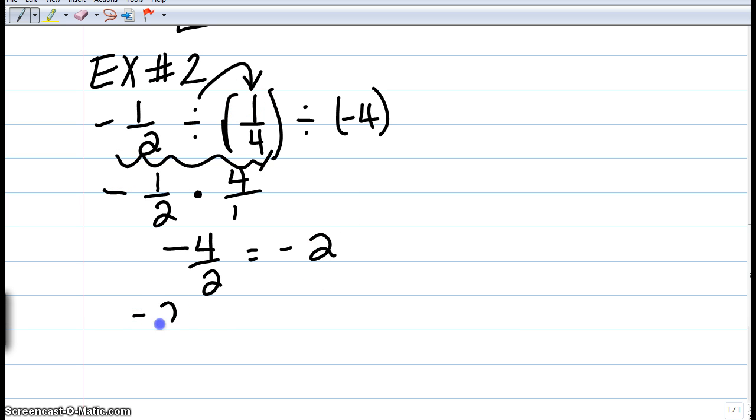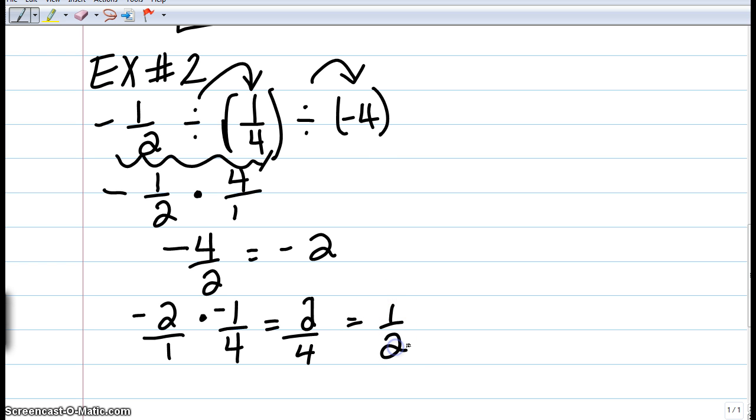So I'm going to have negative 2, and I'm going to take the reciprocal of negative 4 and make it negative 1 over 4. And remember that we just have a denominator of 1, so it's negative 2 times negative 1 is 2, and 1 times 4 is 4, so we have negative 1/2. Final answer.